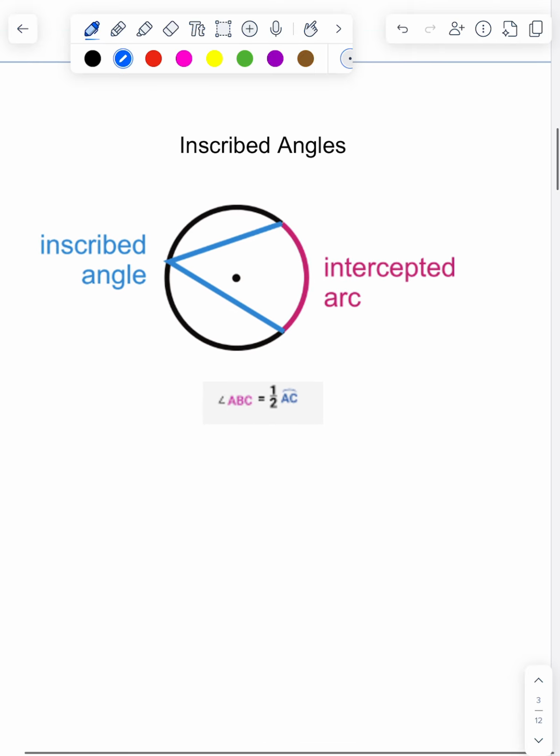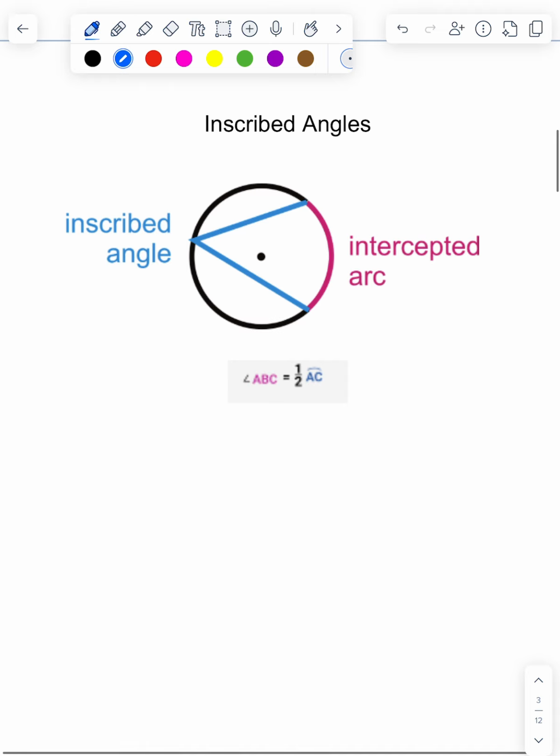A little bit more about inscribed angles, because they also have a special relationship with the intercepted arc. An inscribed angle is half of its intercepted arc. So if you take a look at this image, let's say the intercepted arc, the arc that the angle was touching, was 100, then that means the inscribed angle would be 50 degrees. The inscribed angle is half of the intercepted arc.